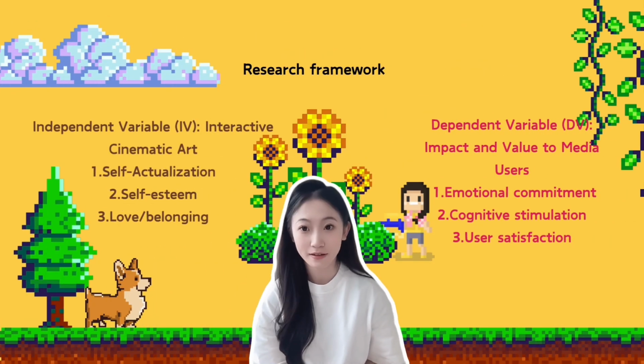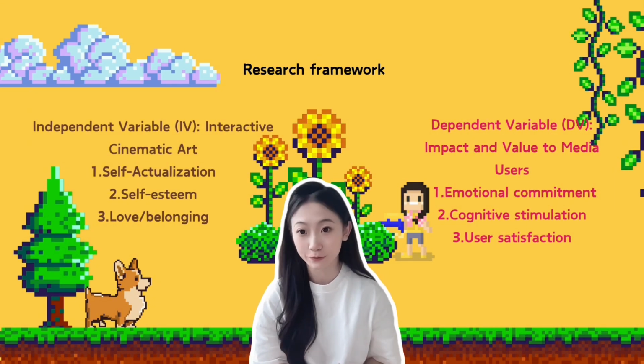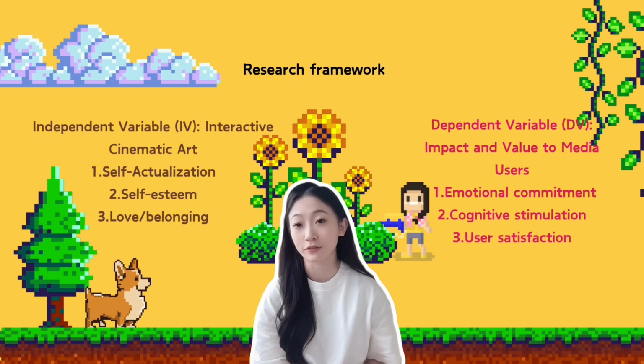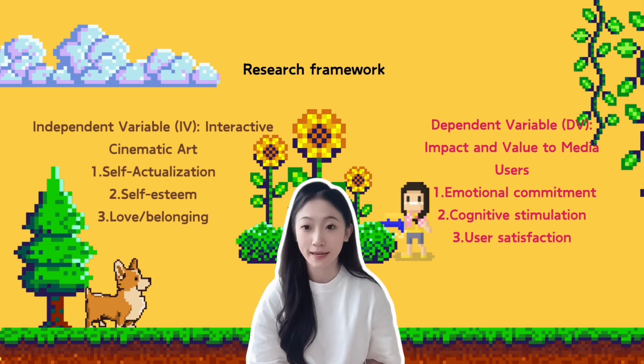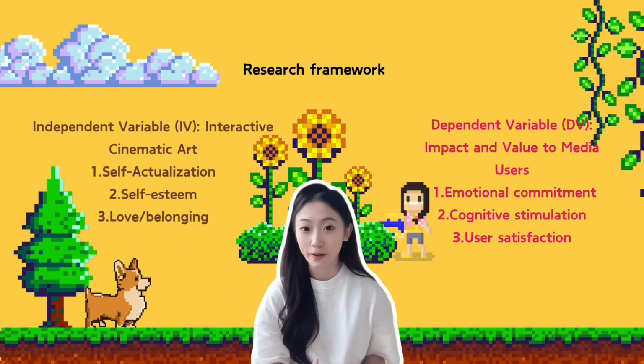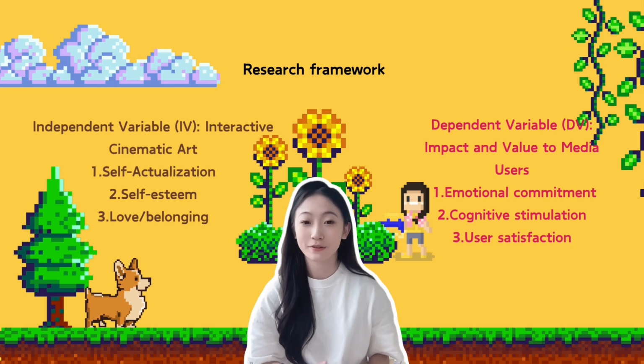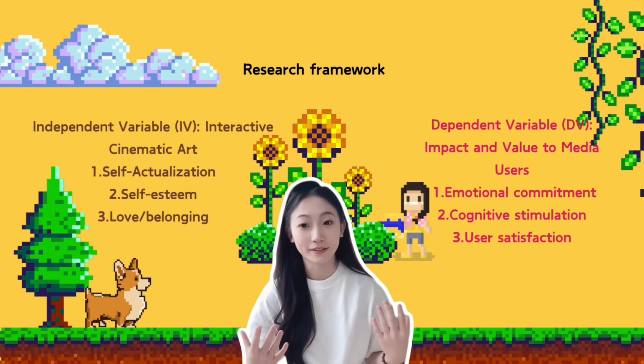So about IV, the first one is self-actualization, the extent to which users feel that they can explore and express their personal potential and growth through interactive cinematic art. So for example, in the game LED Shift, making choices that align with one's values and beliefs. The next one is self-esteem, the extent to which users' self-esteem and feelings of success are influenced by their sense of control and involvement in interactive film experiences. Experience feelings of success and competence through successfully completing the challenges of the film.